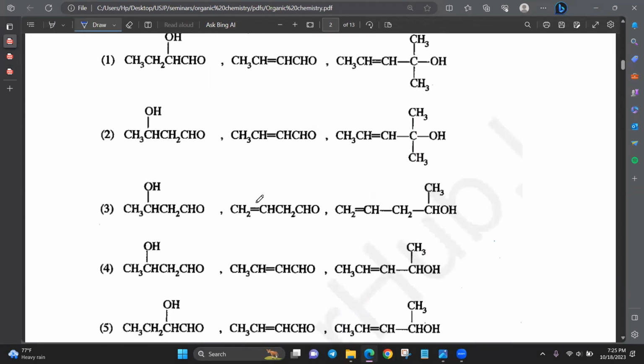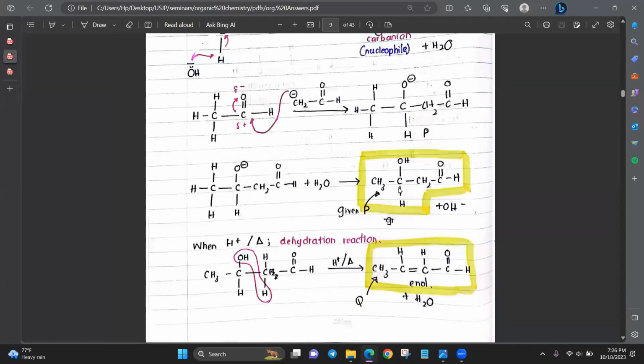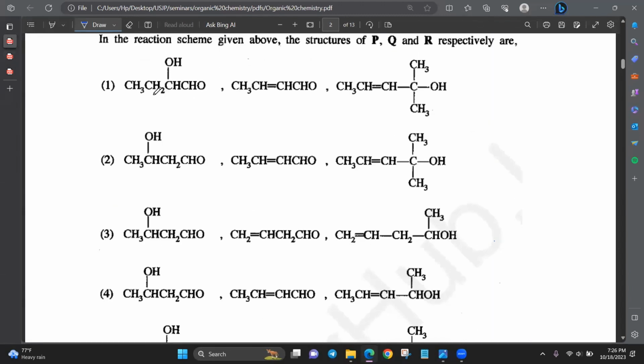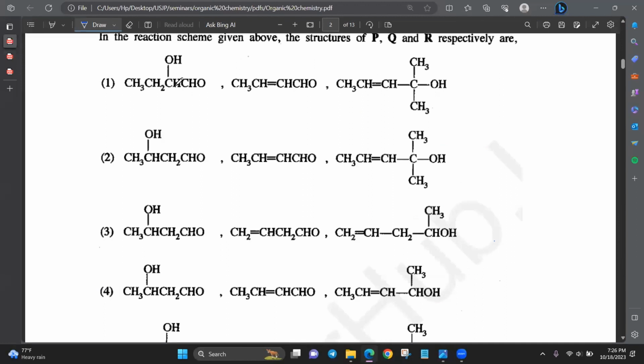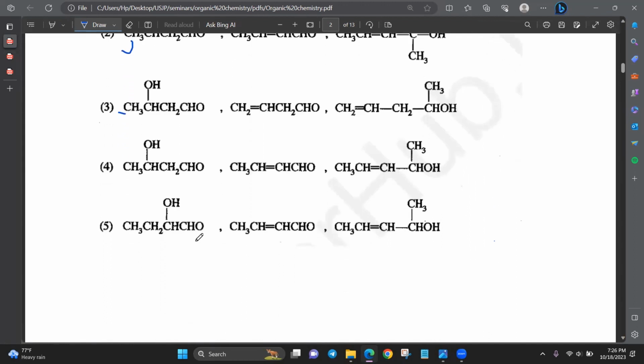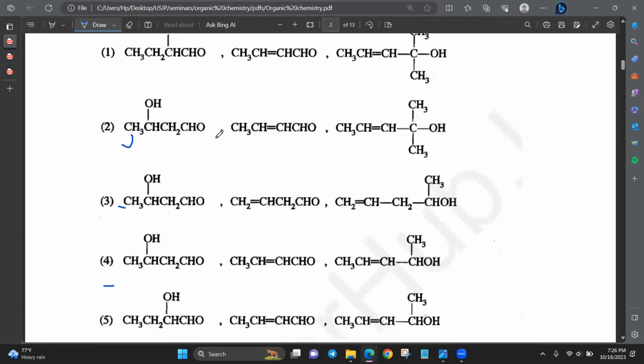So from this, what can we eliminate? First, see what we can eliminate. CH3, CH, CH2, CH. Okay. So we can take this as the answer, this as the answer. Wait. Oh, no. We can't take the first one as the answer because it's CH3, CH2. No. This can be the answer, this can be the answer, this can be the answer. So from there, we can eliminate 1 and 5. Now we just have to check between 2, 3, and 4.